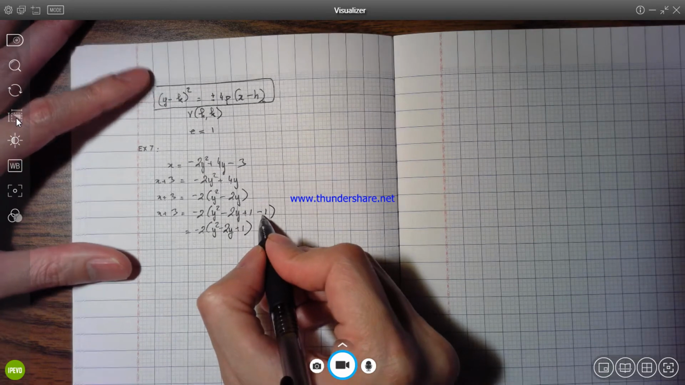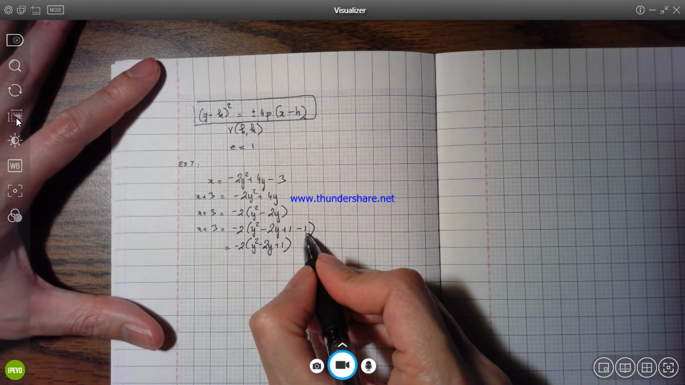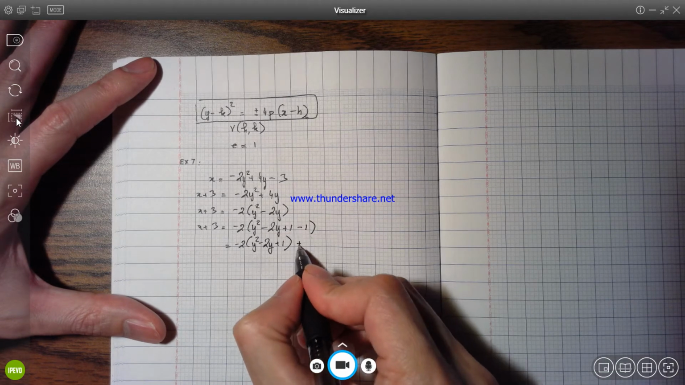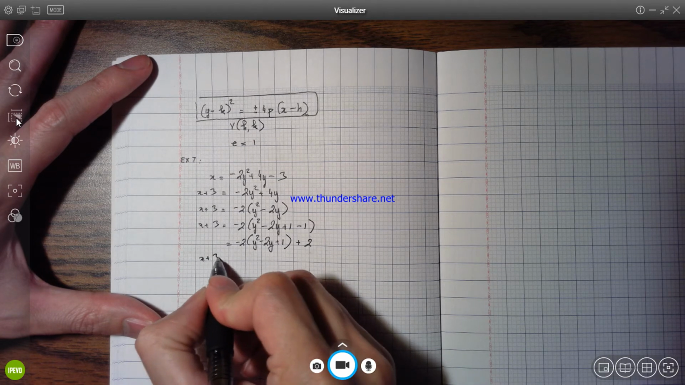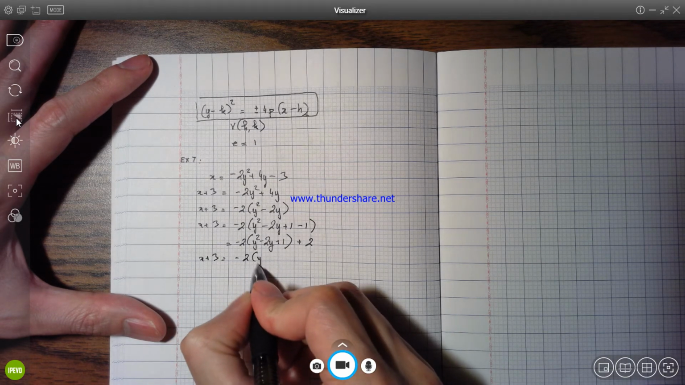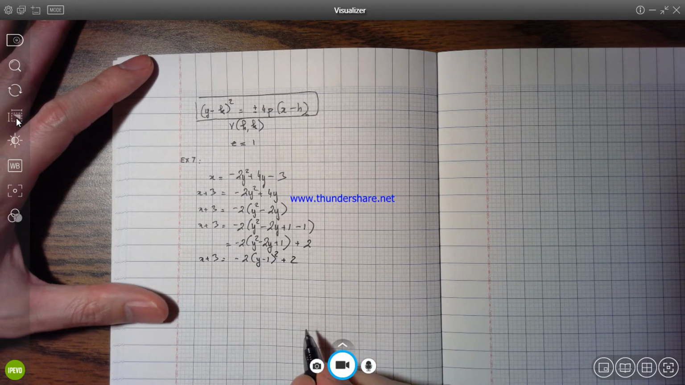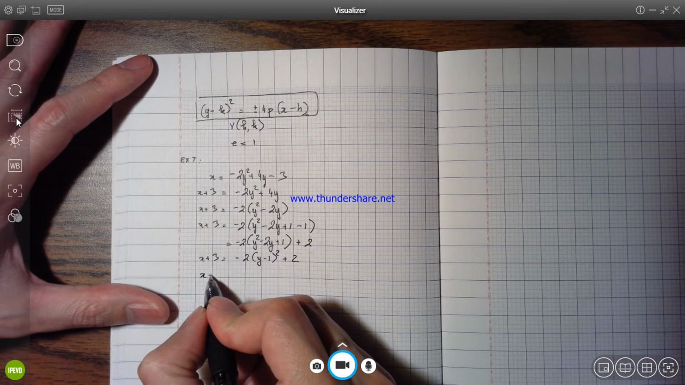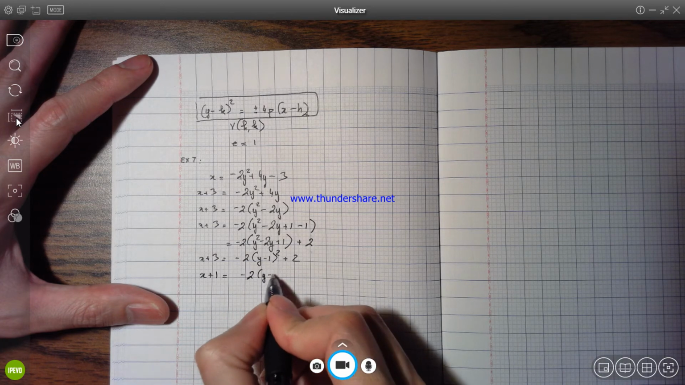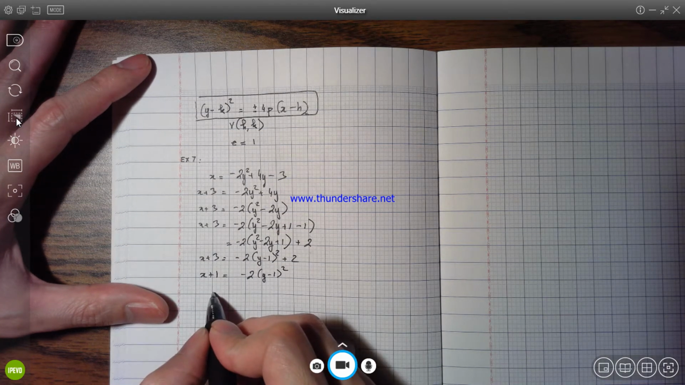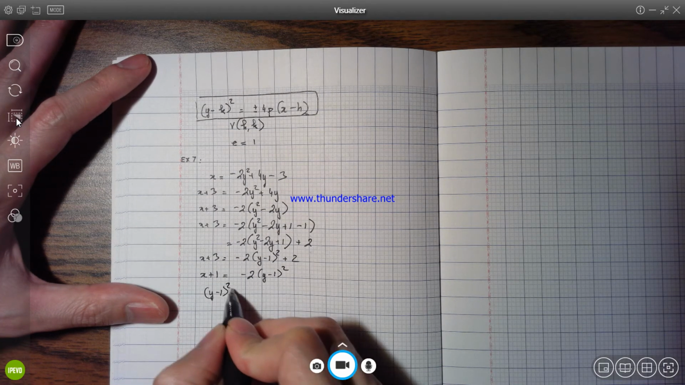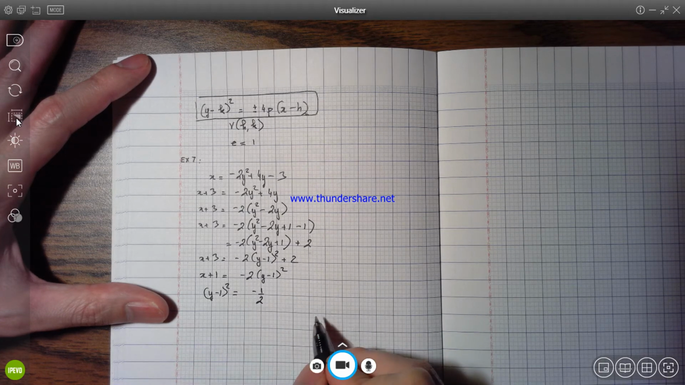All right, then I distribute the negative 2 in. Negative 2 times negative 1 gives you 2. And this is the perfect square right here. Okay. I'm going to subtract both sides by 2, so I have x plus 1 equals negative 2 times (y minus 1) squared. Okay. And then I divide both sides by negative 2, so you have (y minus 1) squared equal to negative 1 over 2 times (x plus 1).